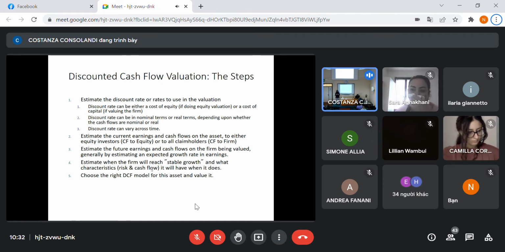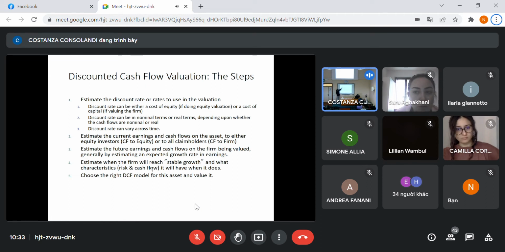As we know, we take the balance sheet, we take the income statement, we take the balance sheet of 2020, and calculate the cash flow. Perfect. Third step, estimate the future earnings and cash flows of the firm being valued, generally by estimating the expected growth rate in earnings. And this will be the second step, the third step. So this is the program for our next weeks.